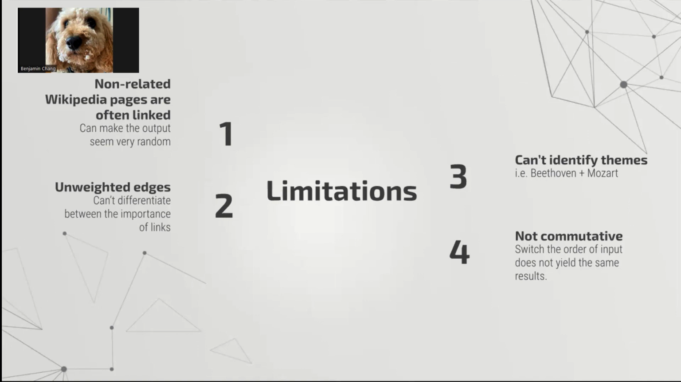Like with Beethoven and Mozart, while technically syphilis and alcoholism are related to both of them, you don't really think of them when you think of Beethoven and Mozart. You would think of something music related, so the program can't identify these themes. And finally, the program was not commutative. So if you switch the order of the inputs, it won't yield the same results, which is kind of counterintuitive.